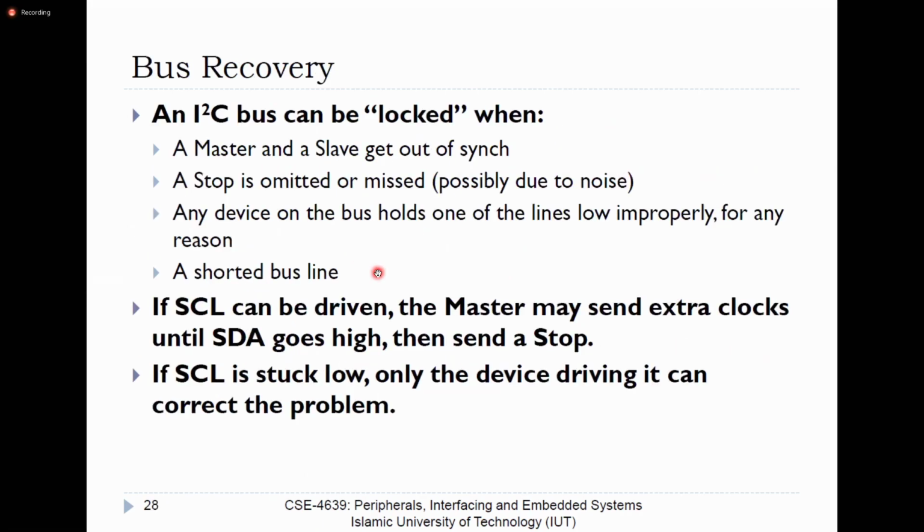The bus recovery. When is the bus recovery needed? When the master and slave get out of synchronization, that means the same clock pulse is not available to them, or a stop is omitted or missed, the stop bit is not there, or any device on the bus holds one of the lines low improperly, or the bus line is shorted, that means some short circuit has occurred. These are the exceptions when the bus becomes locked.